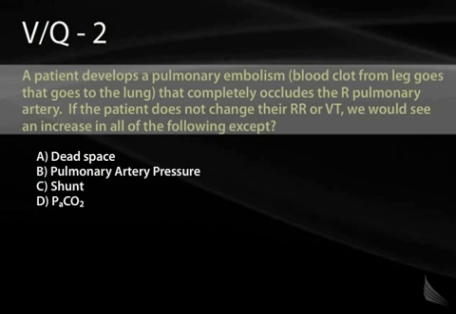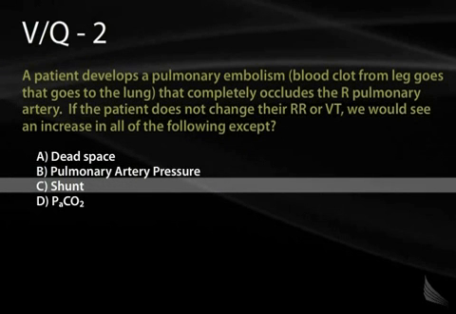We also would expect an increase in pulmonary artery pressure, B. In this case, the patient has the same amount of blood flow going through less of their pulmonary circulation, causing a relative increase in their pulmonary pressures. Shunt we'll leave aside and then talk about PaCO2. If the patient has more dead space and doesn't increase their respiratory rate and tidal volume, we would expect their PaCO2 to rise. So the correct answer actually is shunt. There's nothing about pulmonary embolism that causes a shunt. It causes pure dead space.